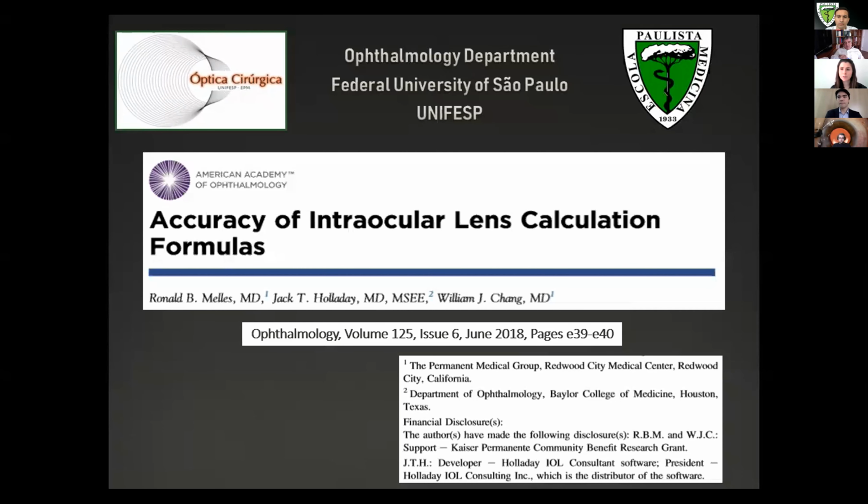The article I'm going to present has the title Accuracy of Intraocular Lens Calculation Formulas. It was published in Ophthalmology in June of 2018. The authors are Ronald Melles, Jack Holladay, and William Cheng. Dr. Melles and Dr. Holladay are supported by the Kaiser Permanente Community Benefit Research Grant, and Dr. Holladay is, of course, the developer and president of the distributor of the software of the Holladay formula.